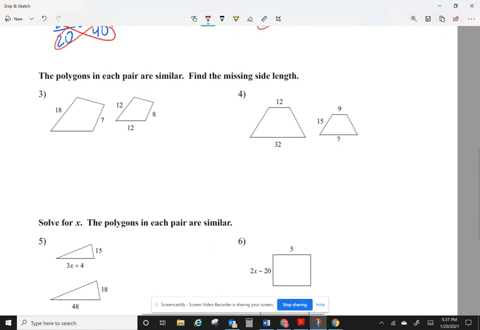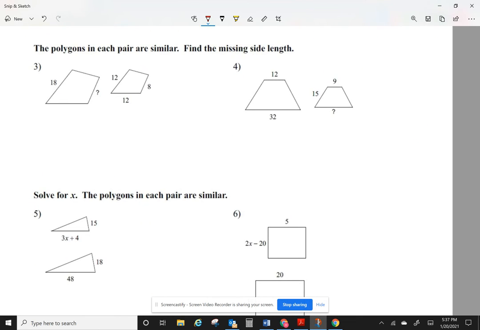All right, let's take a look at these other two examples. Now it says the polygons in each pair are similar. Okay, so we are told they are similar. That means the angles are equal and the sides are proportional. Find the missing side length. All right, so I see there's a question mark, and I know I replace question marks with x. So let me call this x.